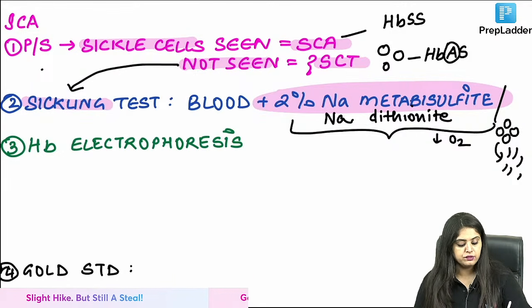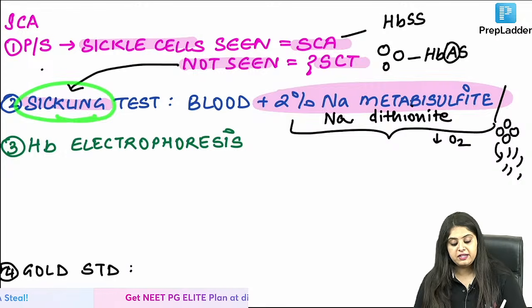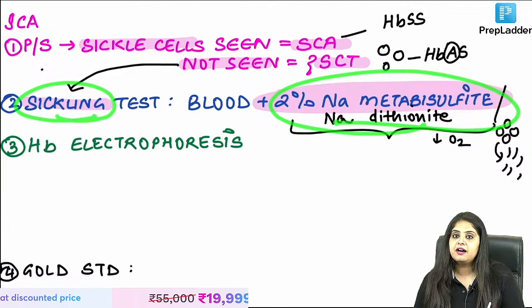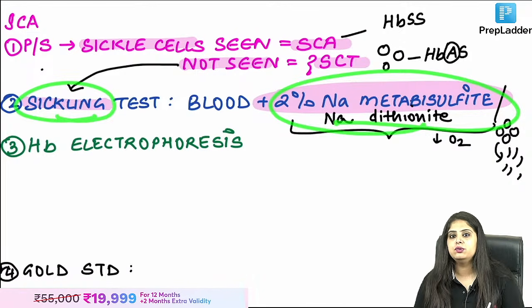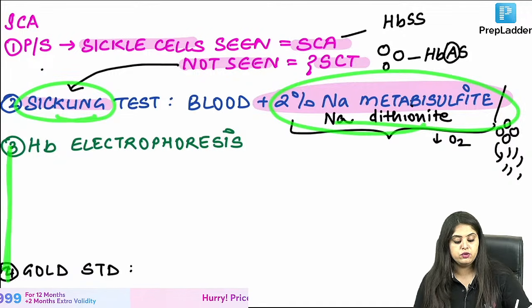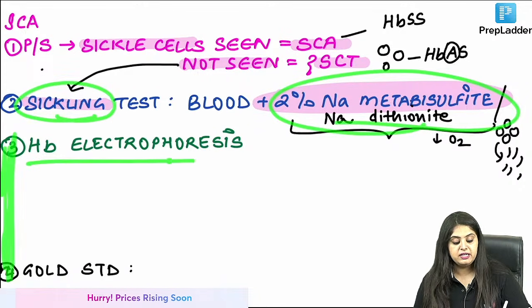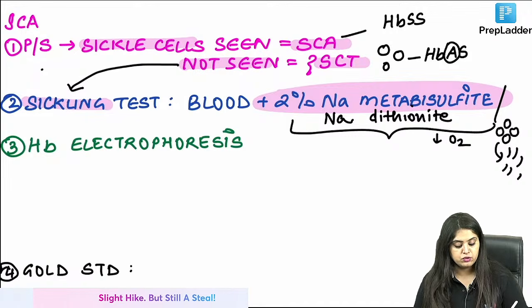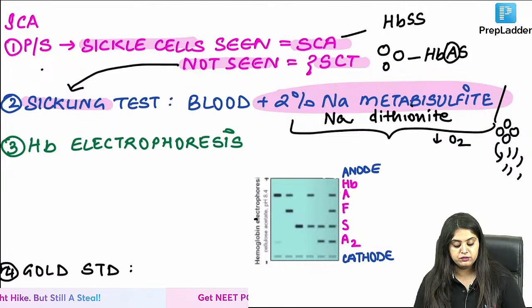No one will ask you what the Sickling test is done for. They will ask you what is the chemical used over here: 2% sodium metabisulfite. This is a screening test, not the gold standard. For confirmation, you are going to do these two. One is HB electrophoresis and one is the gold standard, which I will come to. First, let me show you what is HB electrophoresis. I will zoom into it.